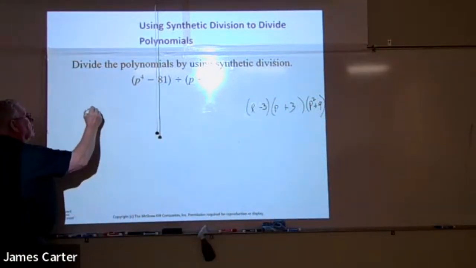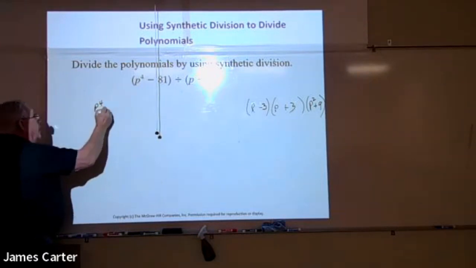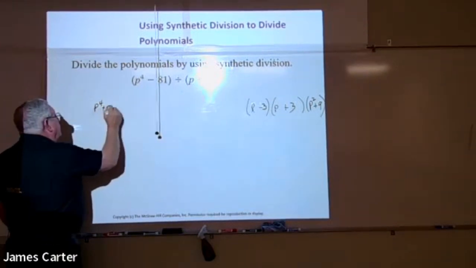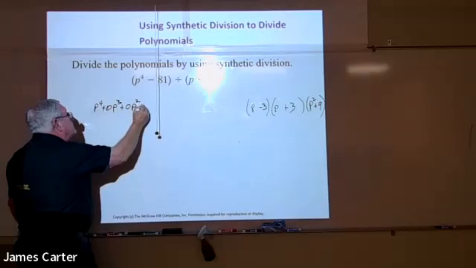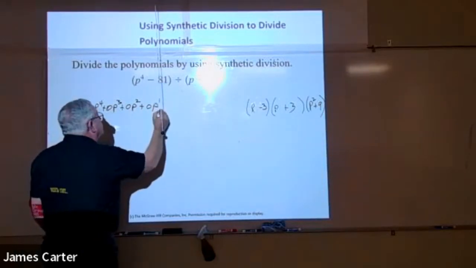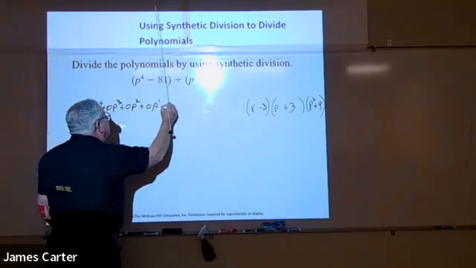Okay, I got p to the 4th plus 0 p to the 3rd plus 0 p to the 2nd plus 0 p to the 1st minus 81.